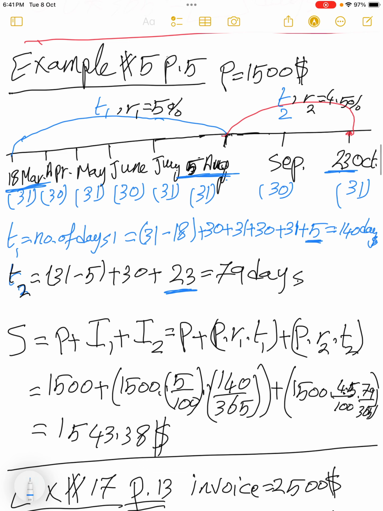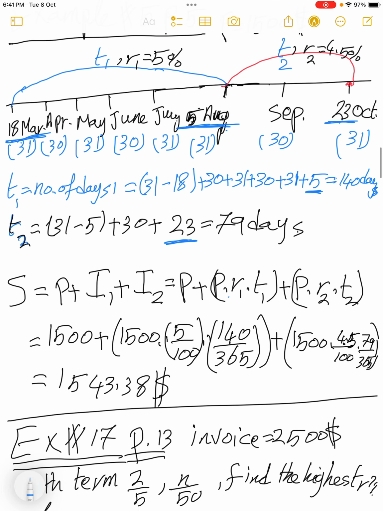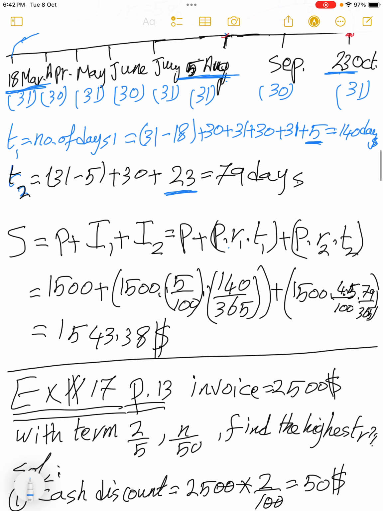Here S equals B plus I1 plus I2. B plus B multiplied by R1 T1 plus B multiplied by R2 T2. You will have here the amount or accumulated value, 1,543.38.